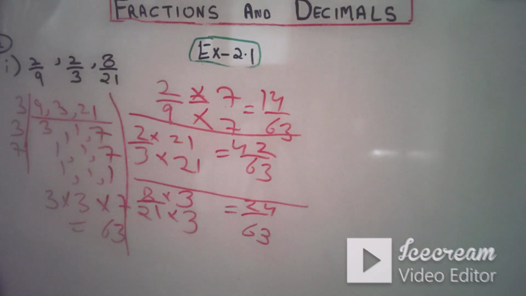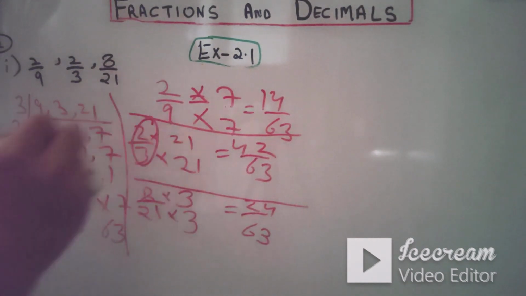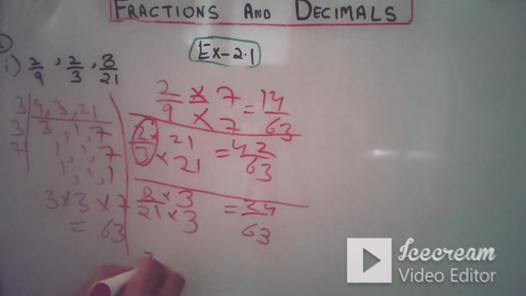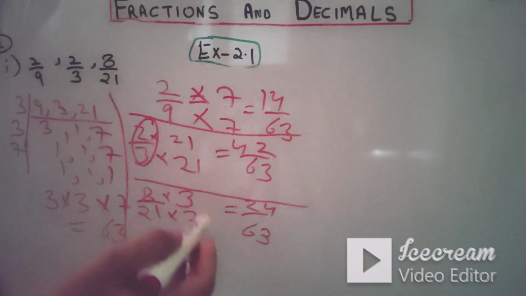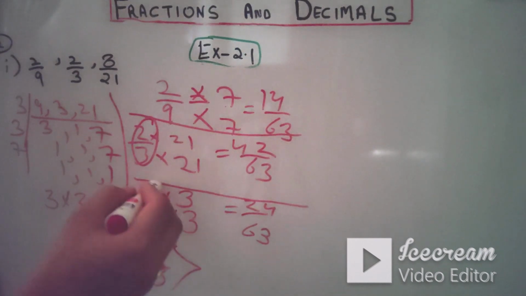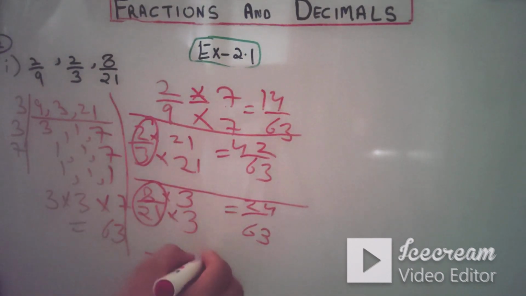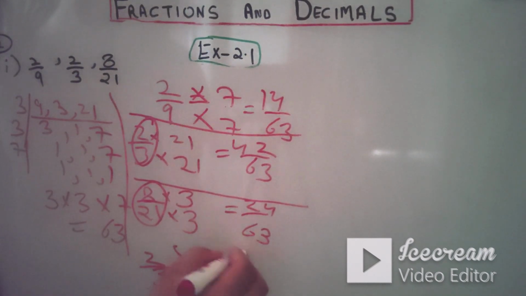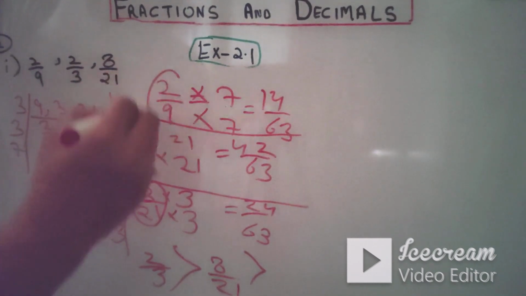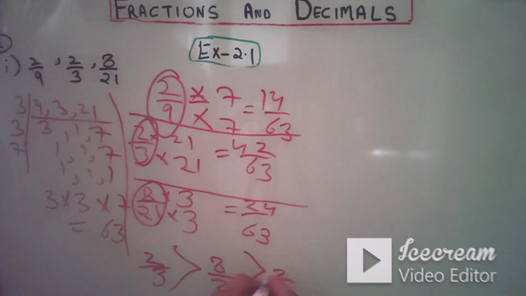Fine. So we have to arrange these in descending order. So descending means first you take the bigger number, then you take the smaller numbers. So the largest one here is 42 by 63, and what is the corresponding original? Actually it was 2 by 3. Okay, so this is the largest one. Then after 42 we have 24 by 63, and its corresponding original fraction is 8 by 21. Then last remaining is 14 by 63. The original fraction is 2 by 9. So this is the descending order.